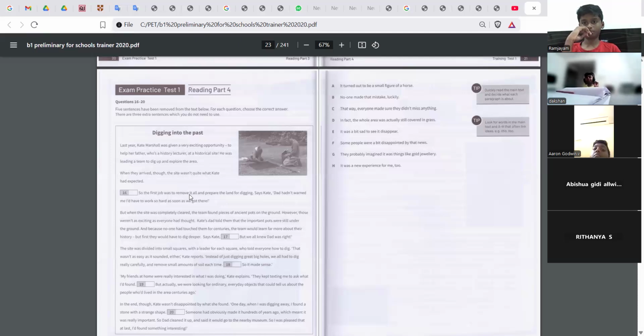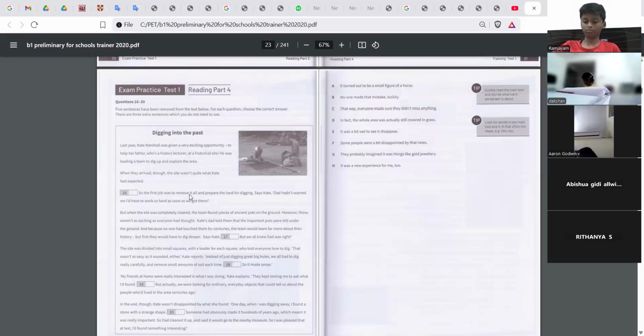So the first job was to remove it all and prepare the land for digging, says Kate. Dad hadn't warned me I would have to work so hard as soon as we got there.